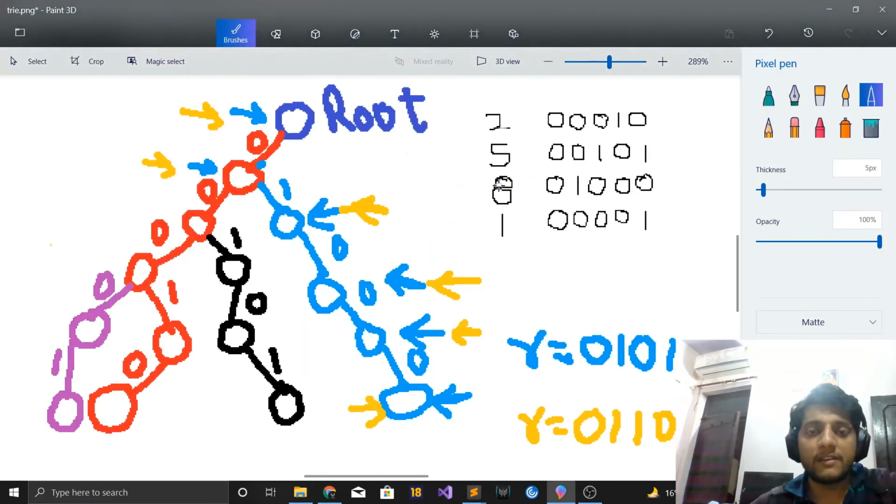Okay, so this way we will do the same for 8 and 1 as well. Eventually the biggest number which we get will be the maximum XOR. So this is the way we can solve this problem using trie. So let me quickly walk you guys through the code as well.